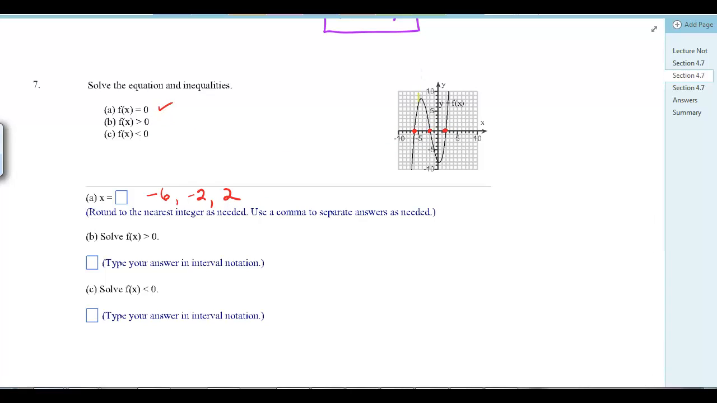Now where is it greater than 0? That means above the x-axis. So we got that piece and we've got that piece. And we want to remember that we always have infinity over here and negative infinity over here. So this yellow piece is from what? Negative 6 to negative 2.